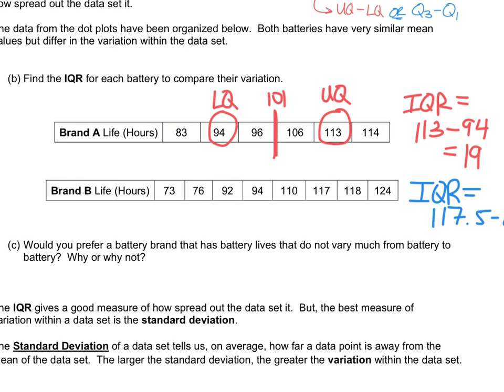Okay. So would you prefer a battery brand that has battery lives that do not vary much from battery to battery? Why or why not? Variation is kind of an interesting thing. I don't know. I have an airport example that I always use for when it comes to explaining variation. And I also go with the fast food example, but that's less and less now that they have the on-the-go apps. But the airport one is good, right?